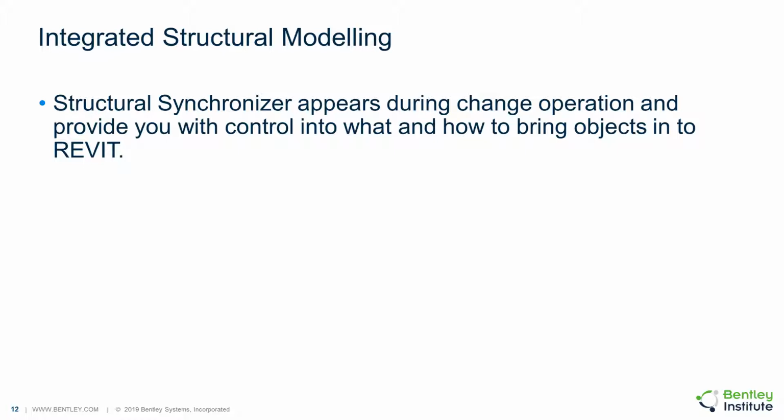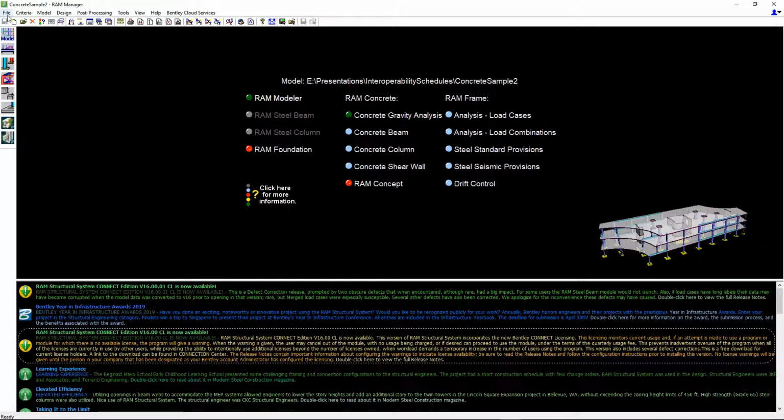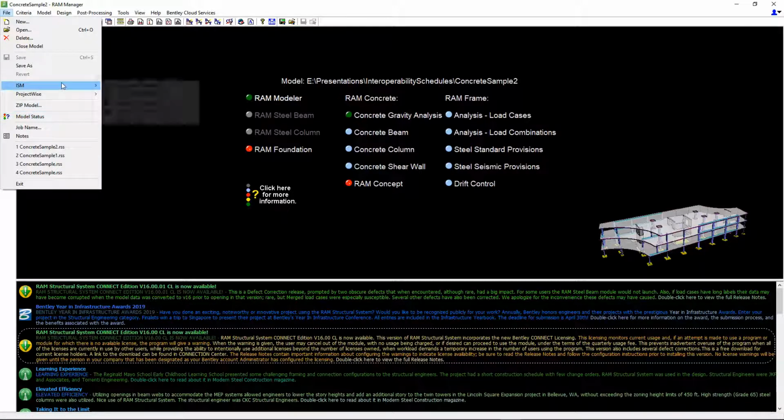So integrated structural modeling, or structural synchronizer, as mentioned before, appears during our change operation and provides you with control into what and how to bring objects into your ISM consumer, which in this case is Revit. Okay, let's see that in action.